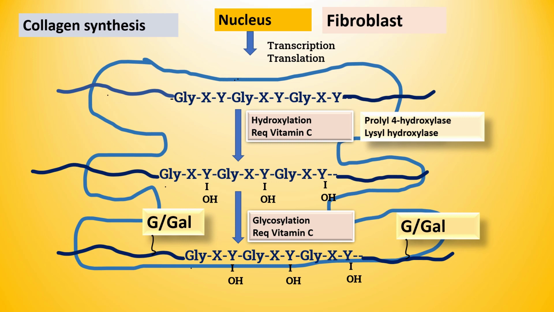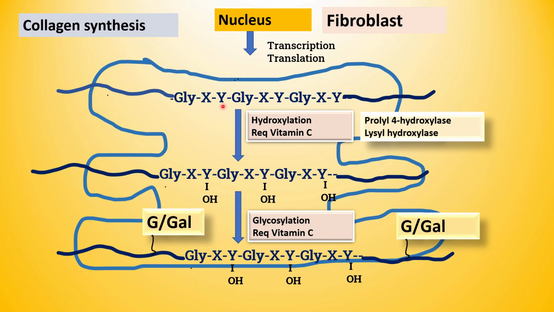In the nucleus of this fibroblast, we have DNA which contains the gene for collagen. By the process of transcription and translation, there is formation of the alpha chain. This alpha chain contains glycine, X and Y. These are the repeated sequence you will find in collagen. X is always proline and Y may be proline or lysine. In this alpha chain, the maximum amino acids you will find are glycine and proline, and Y may be proline or lysine.